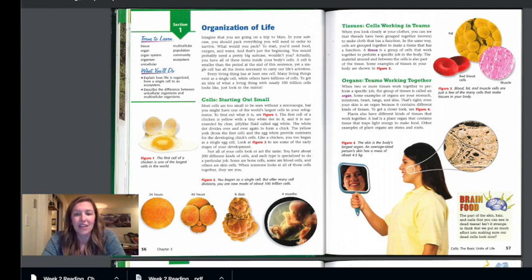Plants also have different kinds of tissues that work together. A leaf is a plant organ that contains tissue that traps light energy to make food. Other examples of plant organs are stems and roots.